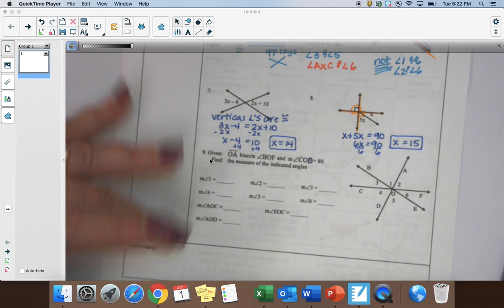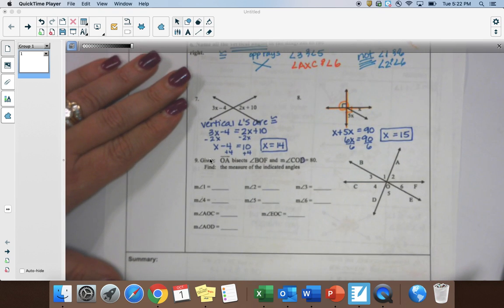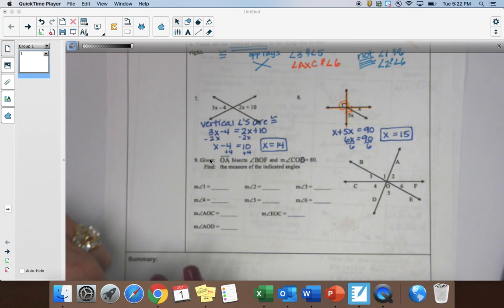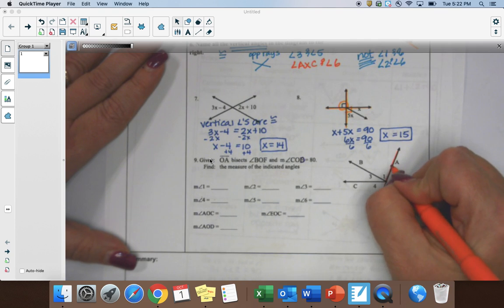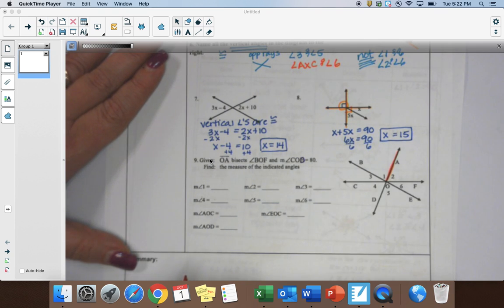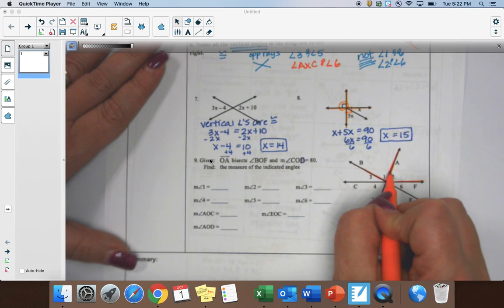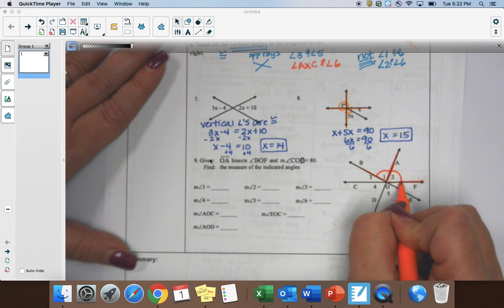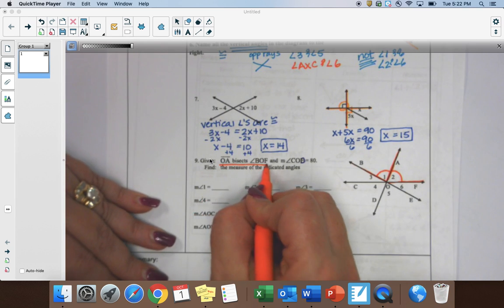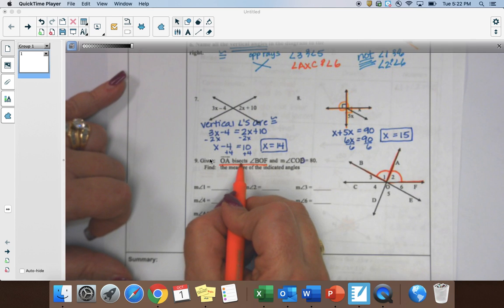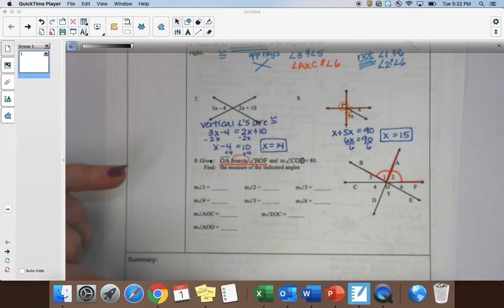So let's look at the information that we're given, mark everything that we know, and fill in the picture as we go so that we don't have to remember anything. OA, which is right here, bisects BOF. Well, here's BOF. What that tells me is that angle 1 is congruent to angle 2. I don't need it yet, but I'm going to use OA bisects BOF. As soon as you see bisects, you need to mark what's congruent, because bisect means to cut in half, or to cut into 2 equal pieces.